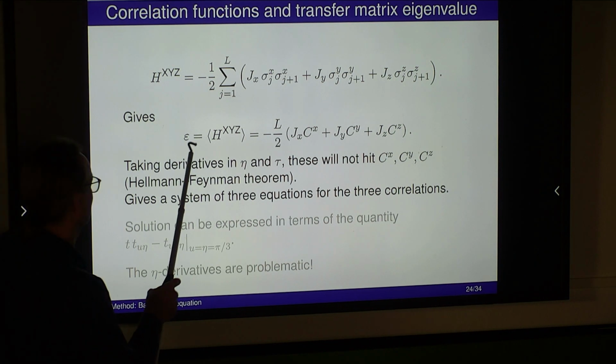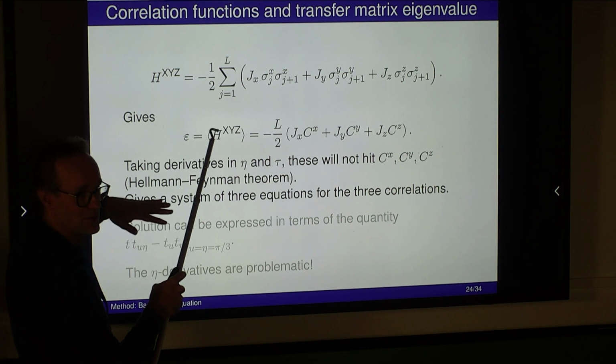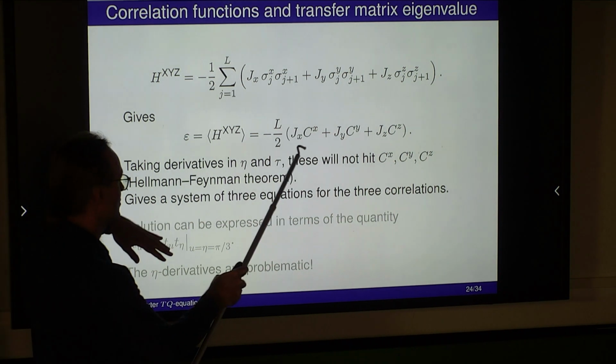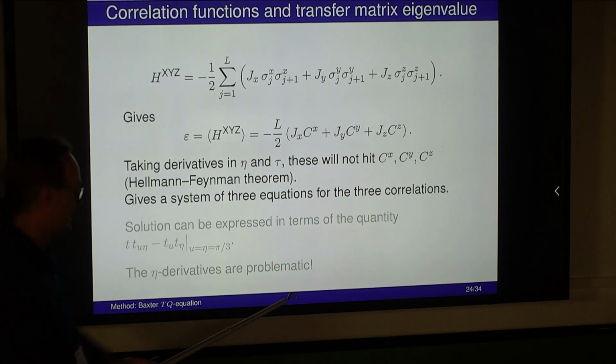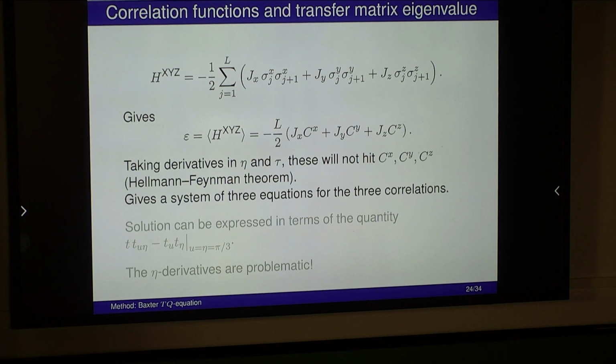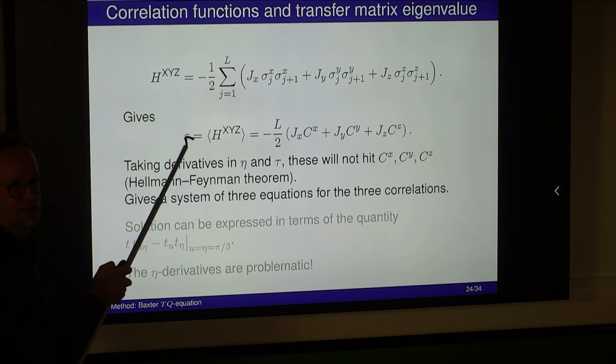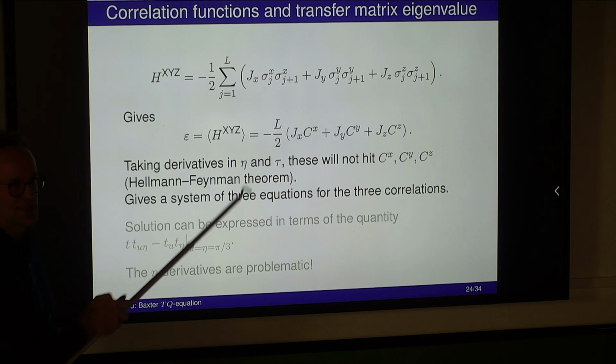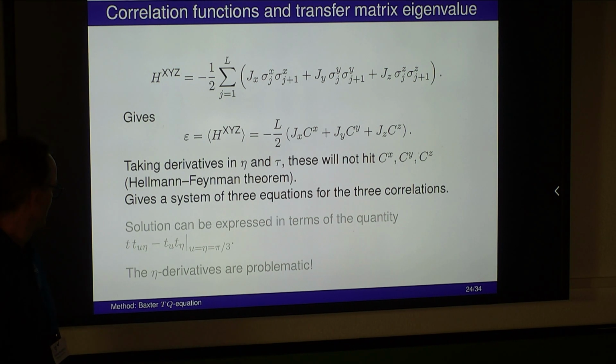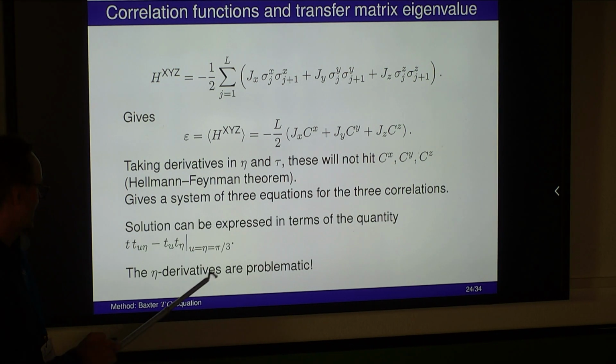So using that, you will get a system of three equations. This one and two from the two derivatives, and you have three correlations. So you could solve that. And the solution will then be expressed in epsilon and its derivatives, and epsilon was expressed in terms of derivatives of t. So at the end you get something like some kind of second logarithmic derivative of t in u and eta.